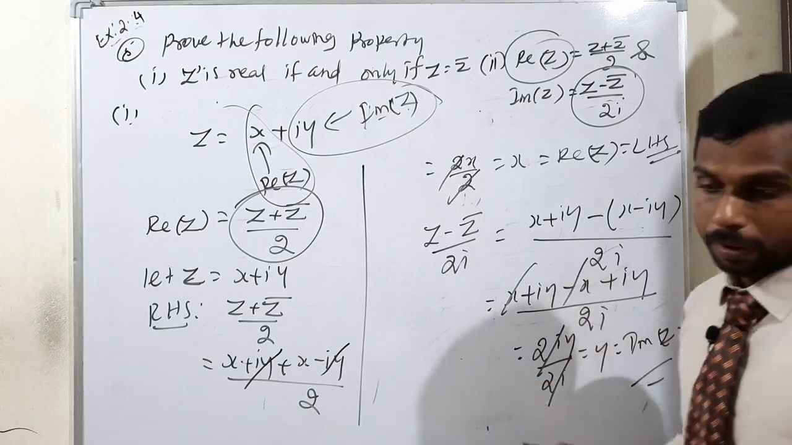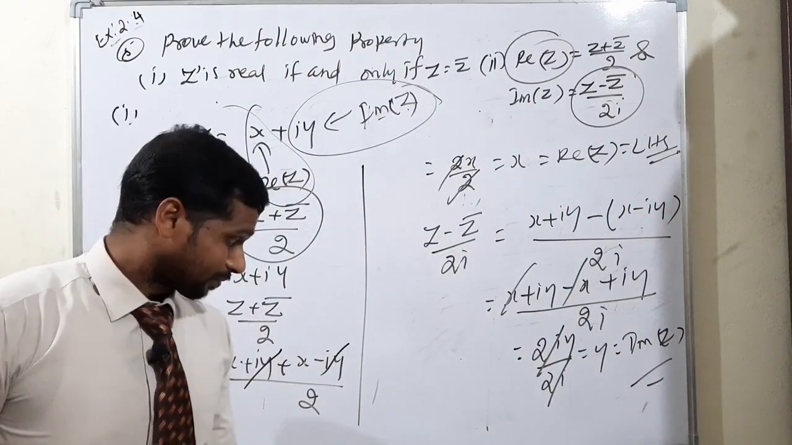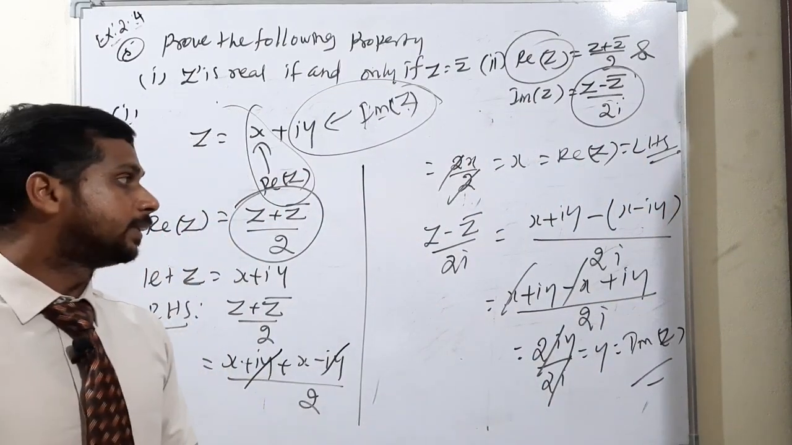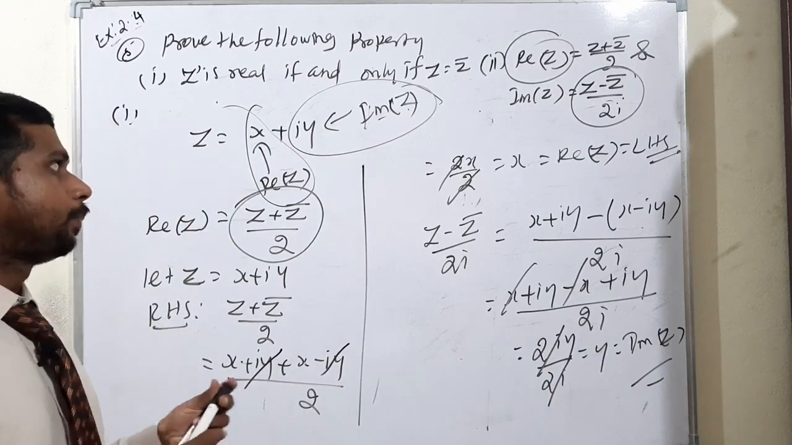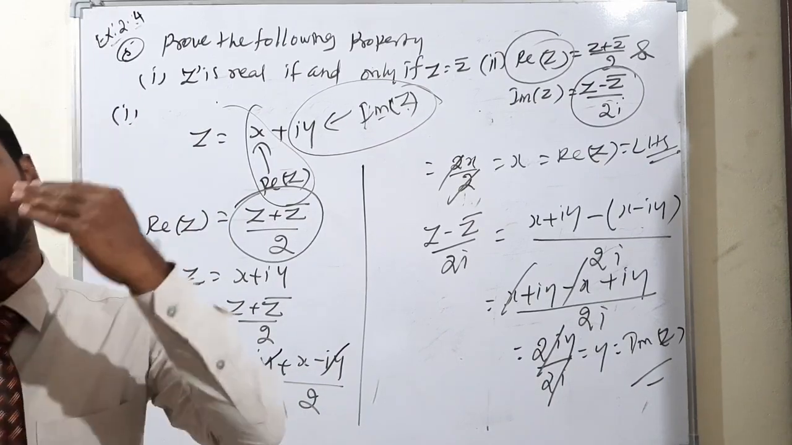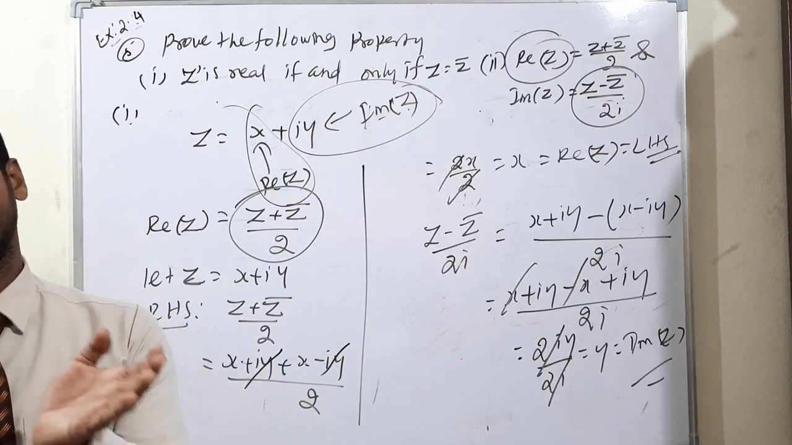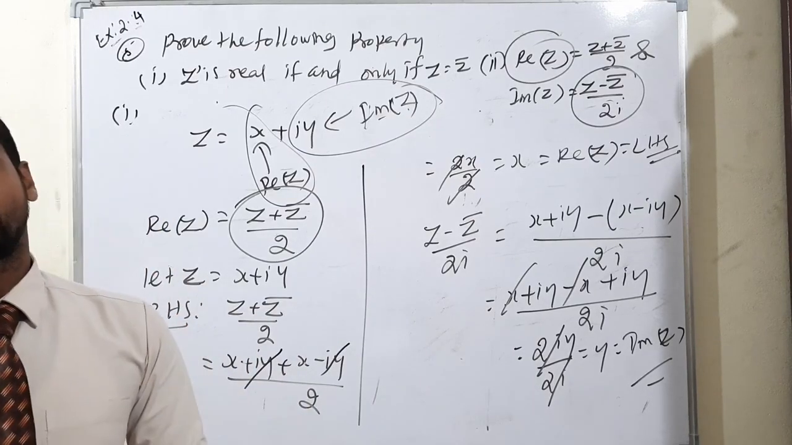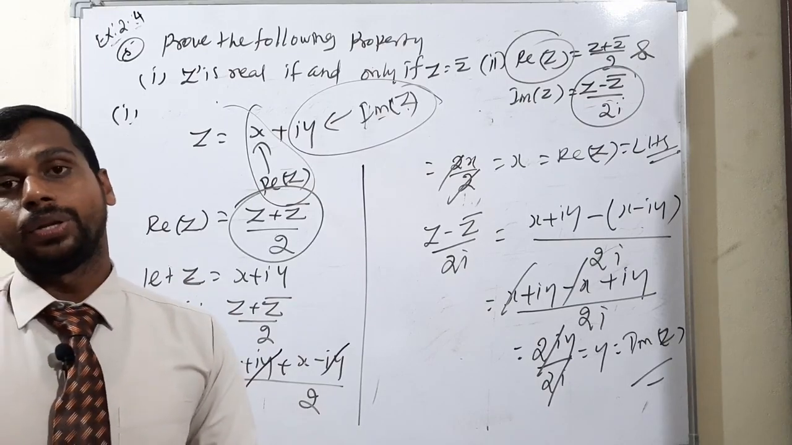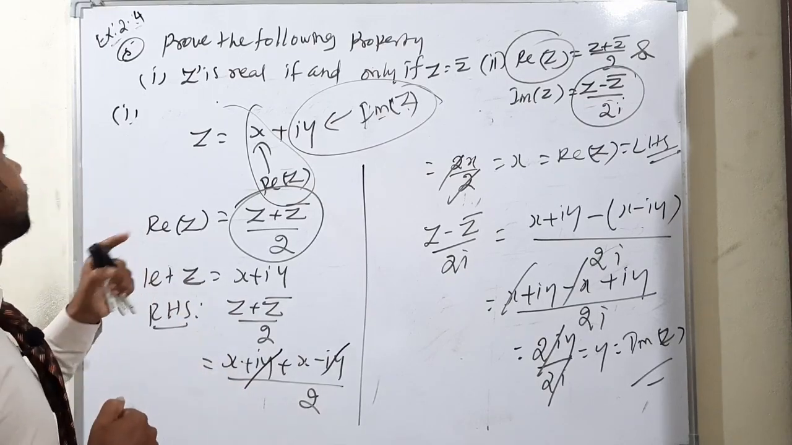One of the important properties, very easy. When it is easy, that is actually the concept: purely real and purely imaginary. Already I explained in basic concept part 2. It's very useful. So one of the important questions I will continue, one of the last questions from exercise 2.4.